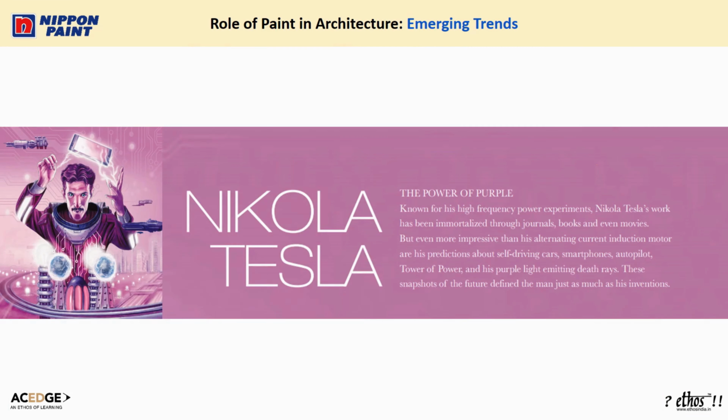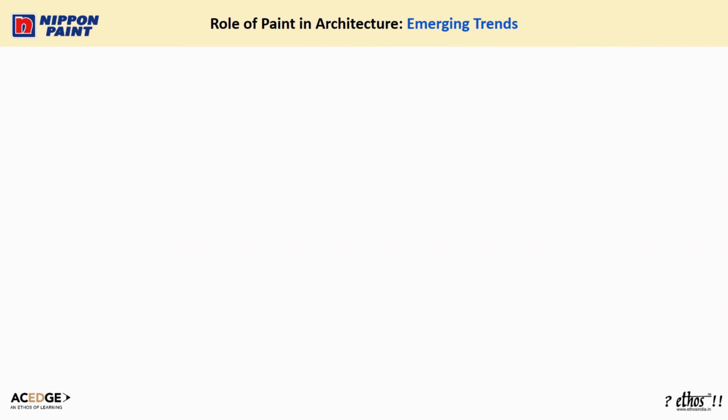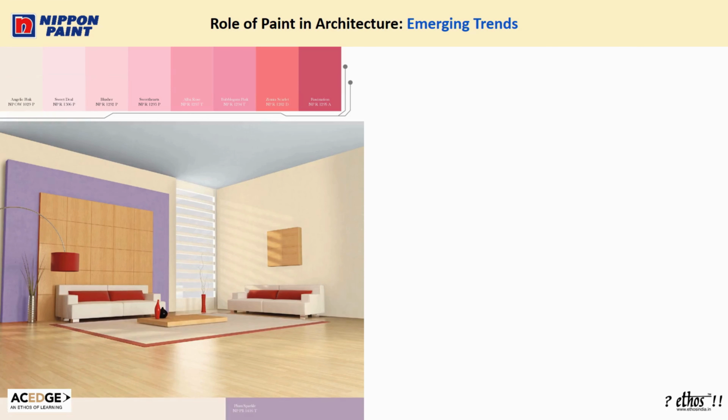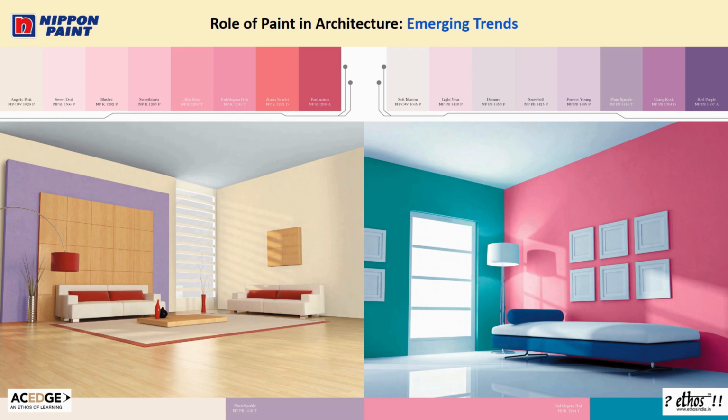The power of purple. Known for his high-frequency power experiments, Nikola Tesla's work has been immortalized through journals, books, and even movies. But even more impressive than his alternating current induction motor are his predictions about self-driving cars, smartphones, autopilot, Tower of Power, and his purple light-emitting death rays. These snapshots of the future define the man just as much as his inventions. The Nikola Tesla collection brings in a pop feel in pastels that makes spaces look like they are straight out of the future.